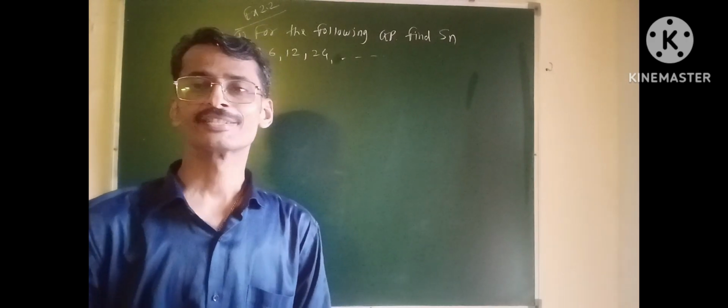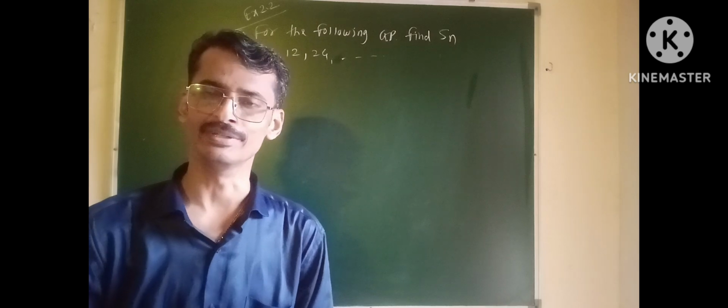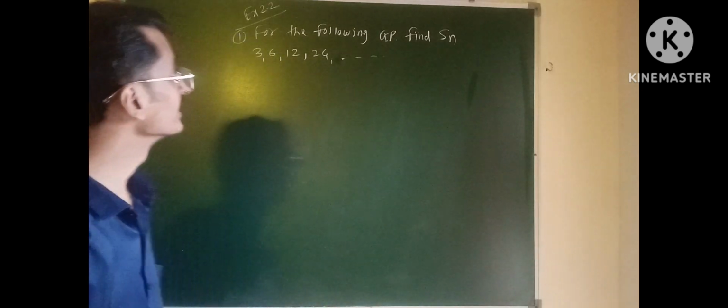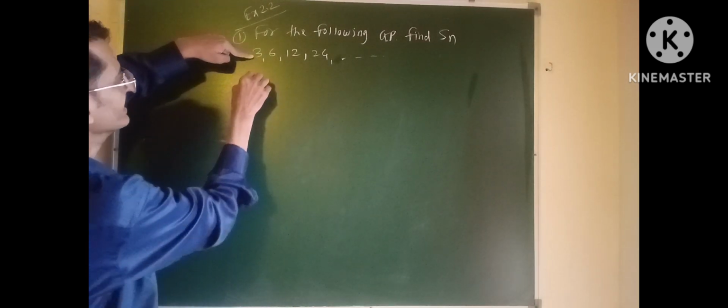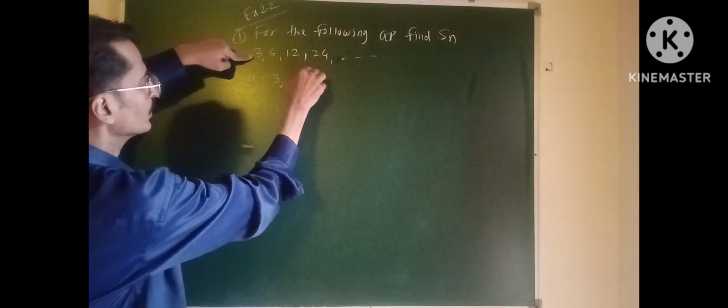Hello, let us see now how to find the sum of n terms of a GP. GP means, as we know, geometric progression. So here this is given as a GP. So what is the first term? A is 3.